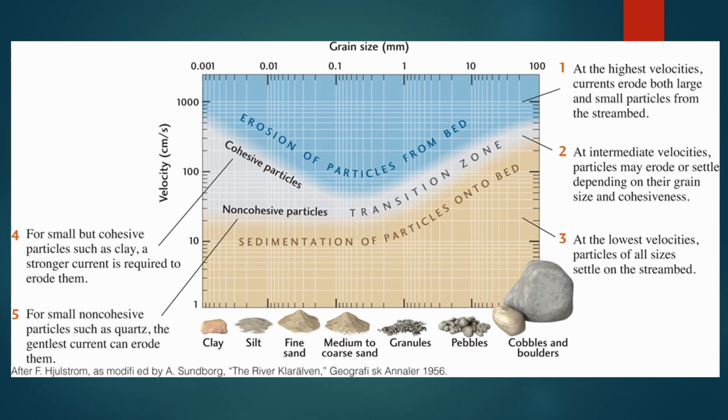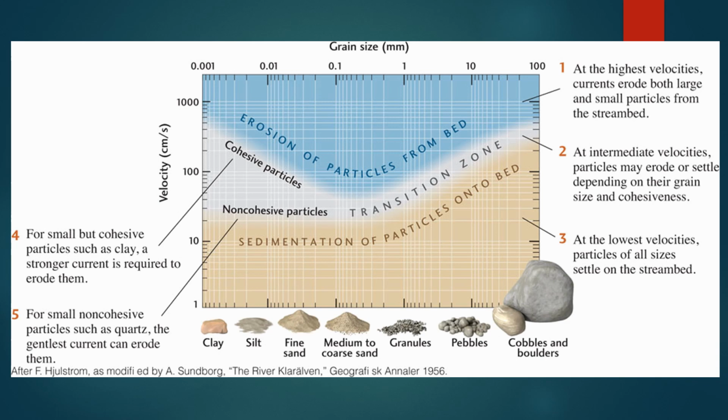On the y-axis is the axis of velocity. The velocity increases from the bottom to the top. The x-axis is the axis for grain size. From left to right, the grain size increases from clay to silt to sand to pebble and boulders.